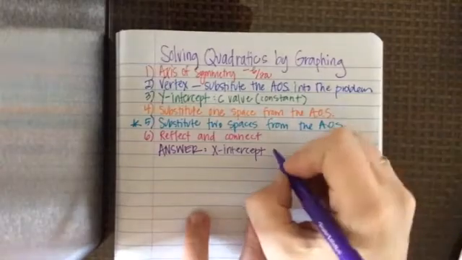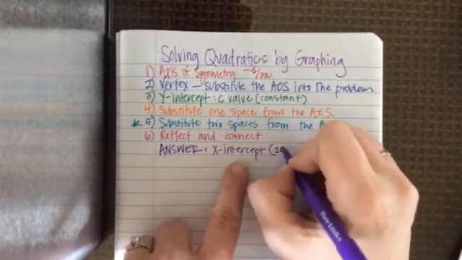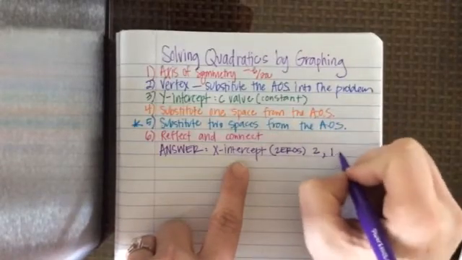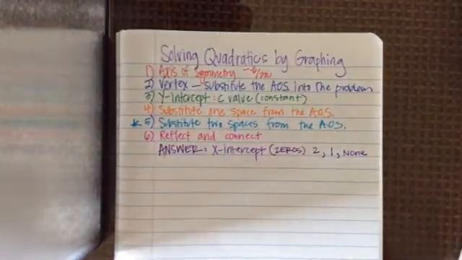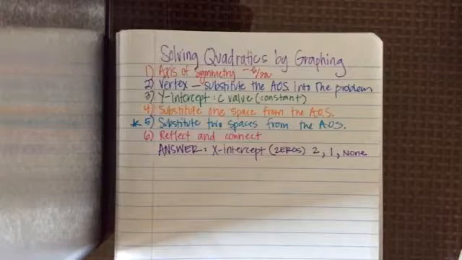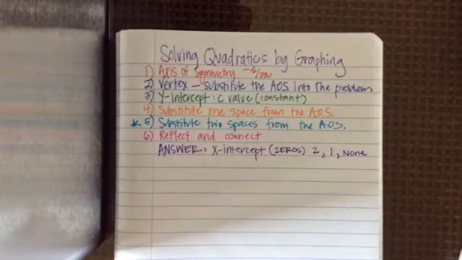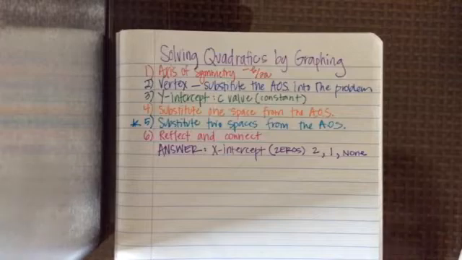Remember, when you have an x-intercept or an answer, we call these zeros, you can have 2, you can have 1, or you can have none. So there are either going to be 2 answers to your problem, so you'll say x equals 4 and 6. You'll have 1, saying x equals negative 8. Or you'll have none. It doesn't intersect the x-axis. There are no zeros, and you'd say that there's no solution.